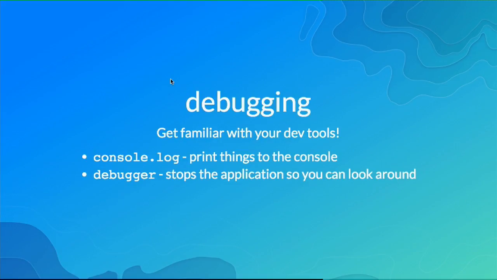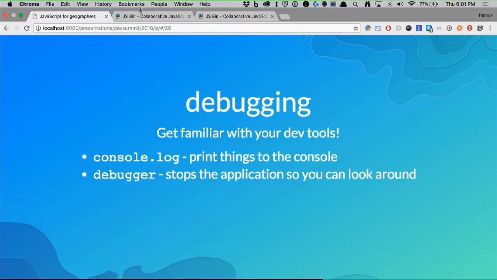The other one, though, is really, really powerful. It's debugger. That actually stops JavaScript at the point where you include debugger in your code, and it pauses it. So you can actually look around as your application's running and actually do stuff. And this is probably one of my favorites.